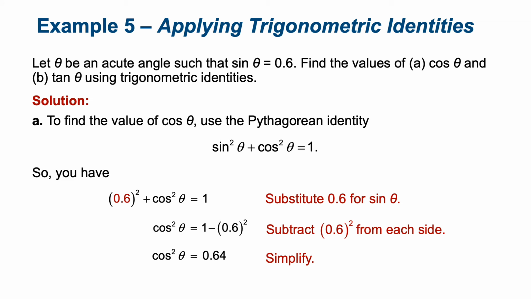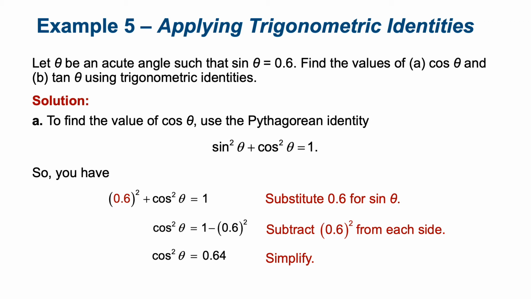Okay, so let's use some. Let theta be an acute angle, so less than 90, such that sine of theta is equal to 0.6. Can we find cosine of theta and tangent of theta using trig identities? We can. We can use the identity sine squared plus cosine squared is equal to 1 and just plug it in. So we have 0.6 squared plus cosine squared is equal to 1. Then we subtract that from each side, and we get cosine squared is equal to 0.64, because 0.6 squared is 0.36, and 1 minus 0.36 is 0.64.